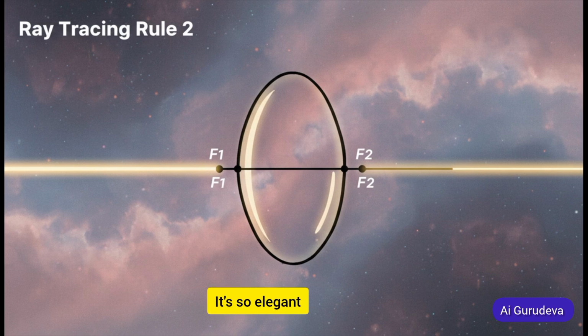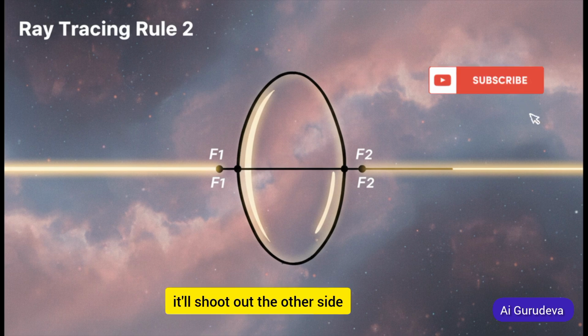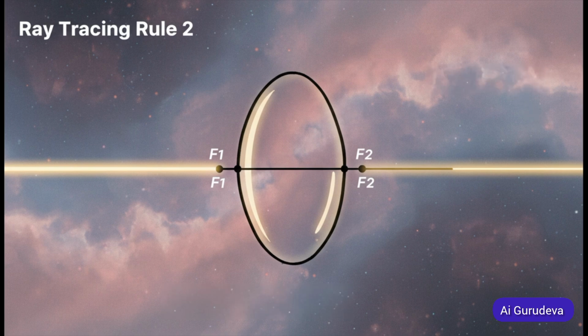Now, rule 2 is basically just rule 1 in reverse. It's so elegant. If a ray of light goes through the focus point before it hits the lens, it'll shoot out the other side perfectly parallel to the axis. See that symmetry? It's awesome.